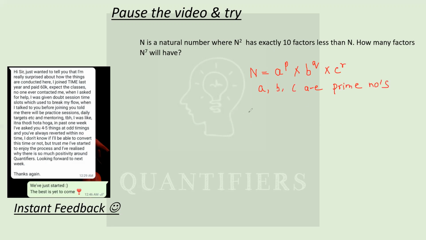Now, how do we get the number of factors? Very easy, just focus on the powers of the prime numbers. We have to keep our focus on the powers of the prime numbers. Increase each of the powers by 1. Okay, increase all of them by 1. So p will become p plus 1, q will become q plus 1, r will become r plus 1, and we just need to multiply all of them. And now if we multiply all of them, we will get the number of factors of n.